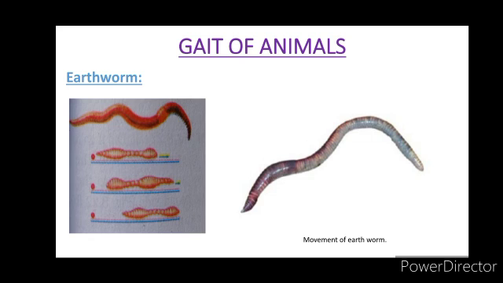Then it fixes the front end and releases the rear end. It then shortens the body and pulls the rear end forward. This makes it move forward by a small distance. Repeating such muscle expansions and contractions, the earthworm can move through soil. Its body secretes a slimy substance to help the movements.